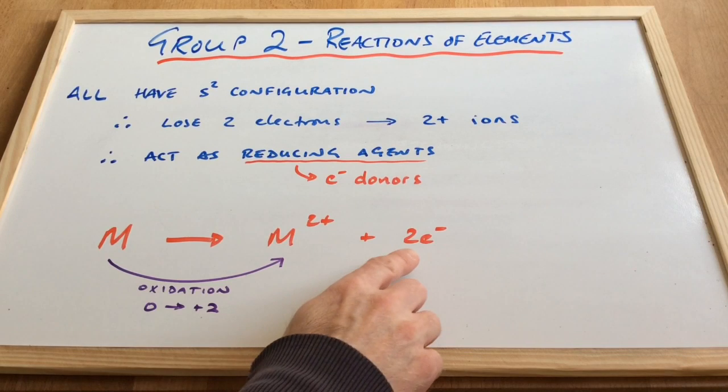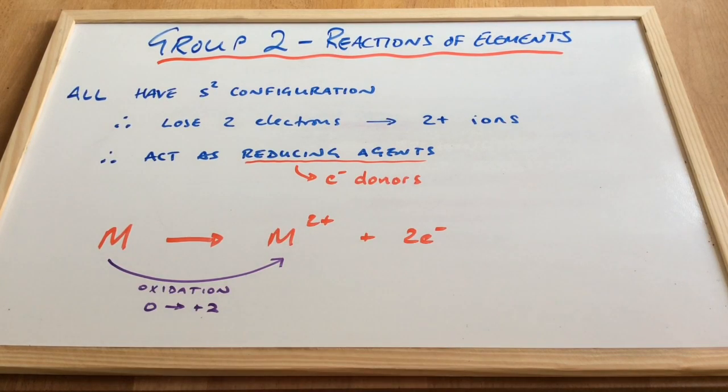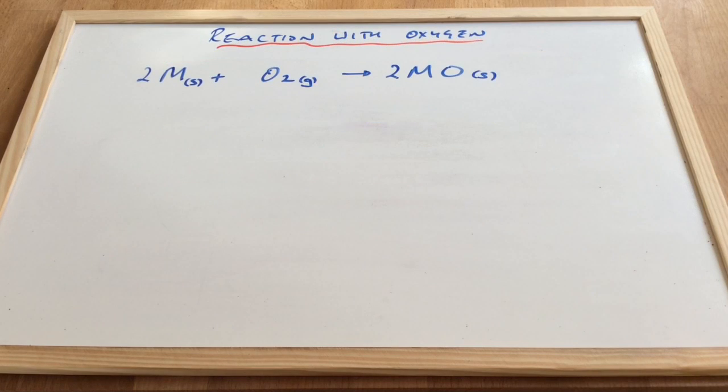Then obviously these 2 electrons will go on and be given to something else. The something else gains the electrons and therefore gets reduced. Hence the metals are acting as reducing agents. There's 2 reactions of the group 2 elements we're going to look at, and the first one is the reaction of the group 2 elements with oxygen.